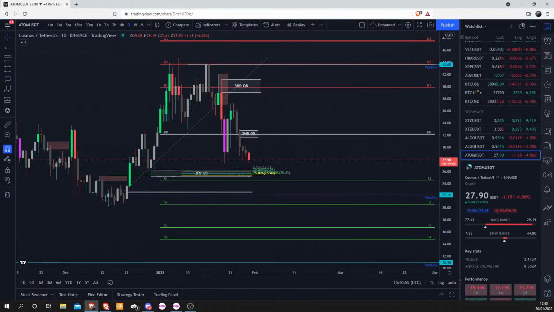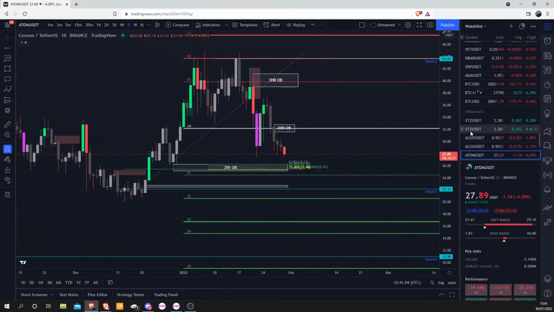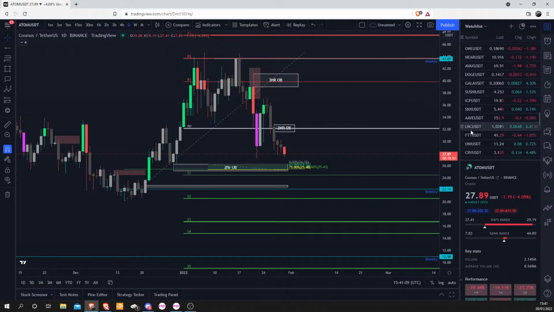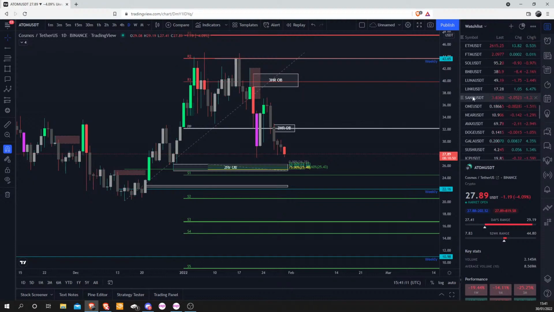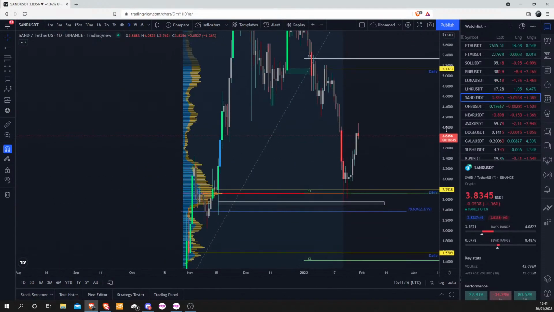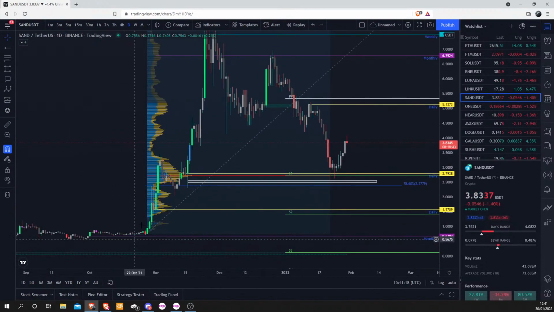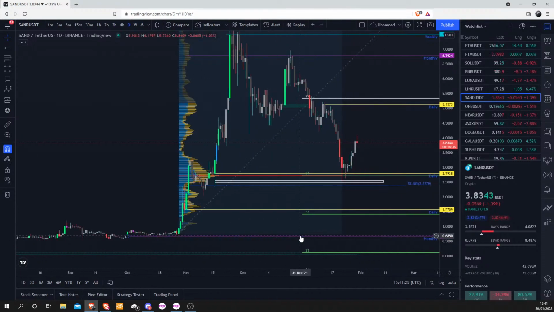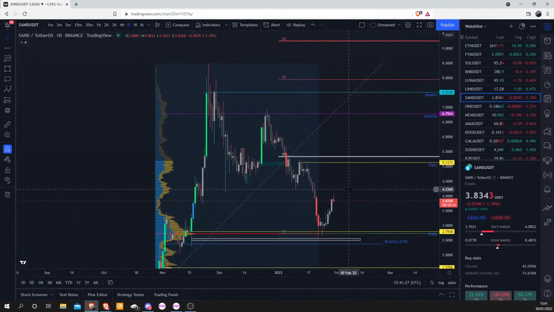I'm gonna do one last one, maybe two. I'll do Sand next. Sand I do actually like. There was something about this coin. What was it? Oh, this is it. Right. So yeah, since it went from being a piece of crap to an actual coin that was worth something.